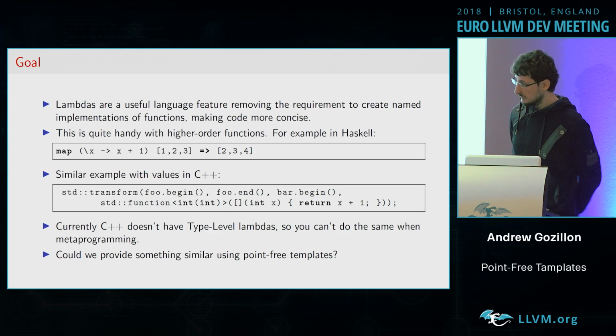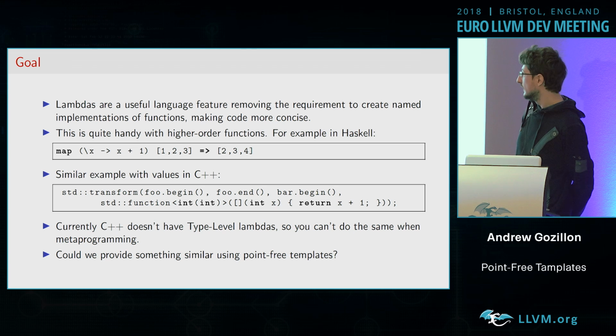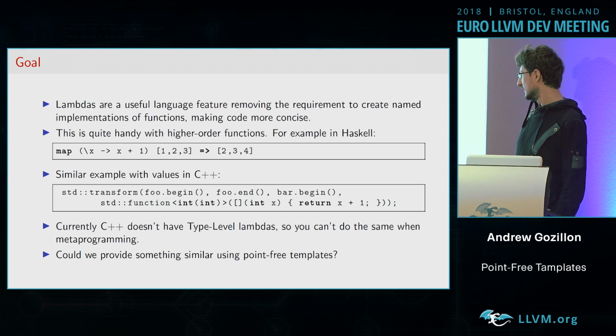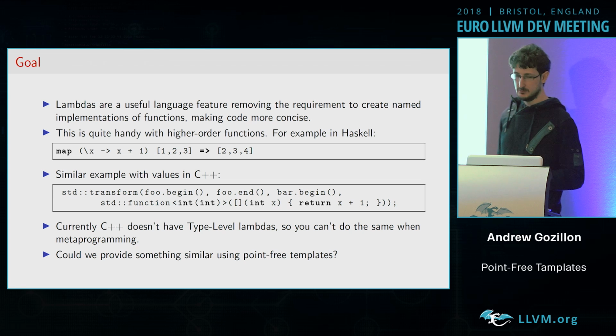Lambdas are obviously a quite useful feature in C++ and a bunch of other languages. They allow you to make code more concise and remove the need for separate definitions, so in general it's more readable. For example, we've got the Haskell version there, which takes a function and applies it across a list. Then you've got a C++ version doing the exact same thing, adding one to all elements in a list. This is quite a cool feature, especially when dealing with higher order functions.